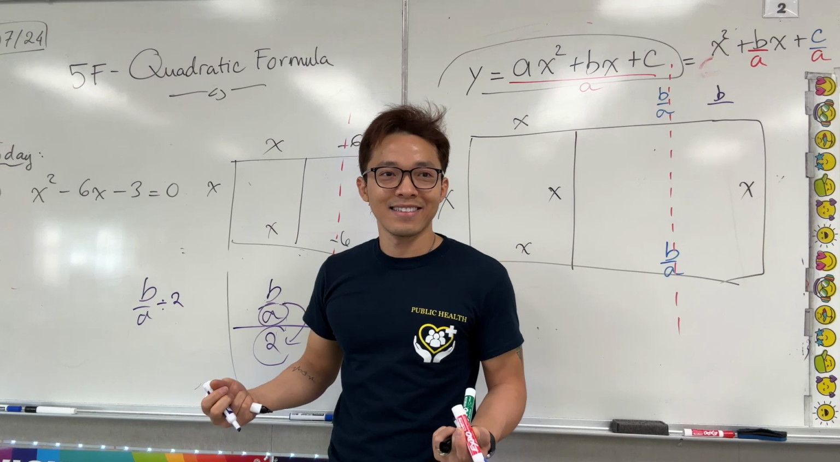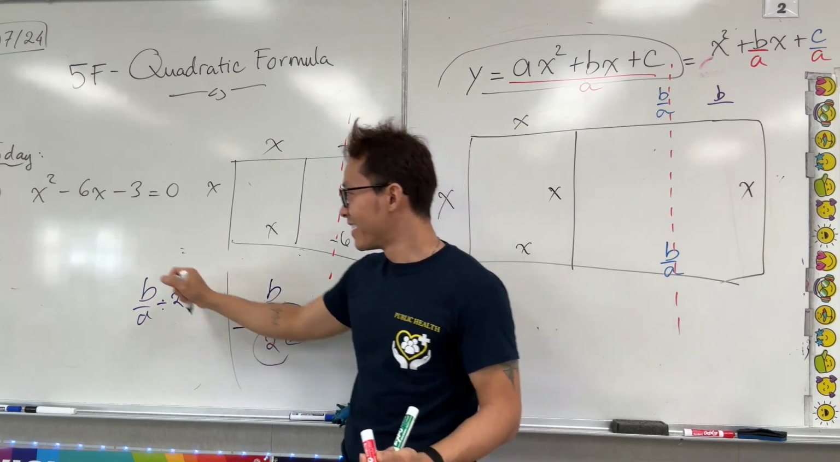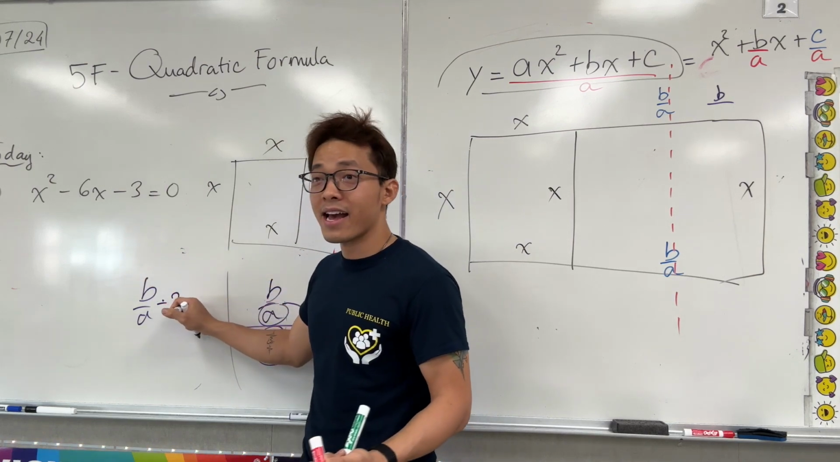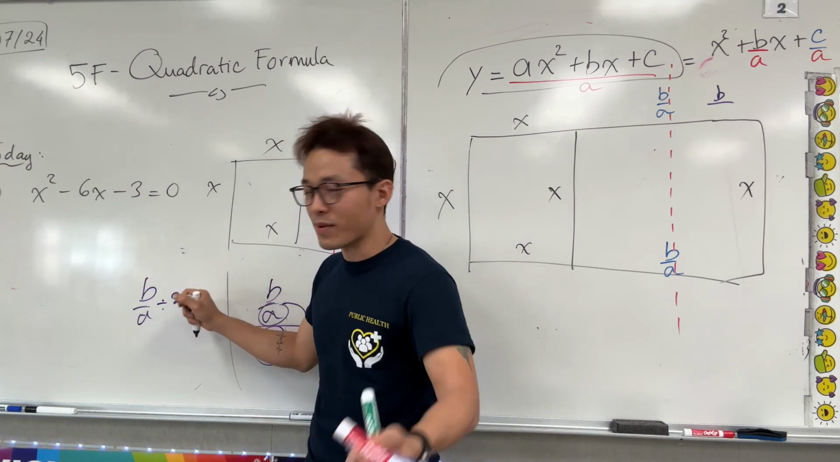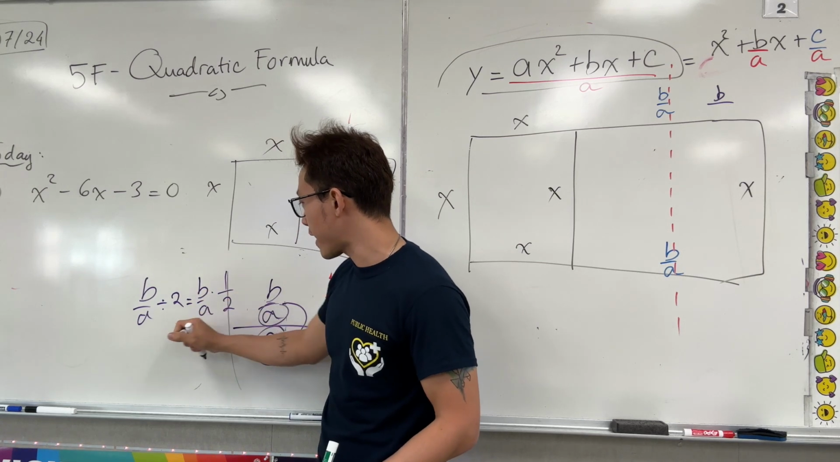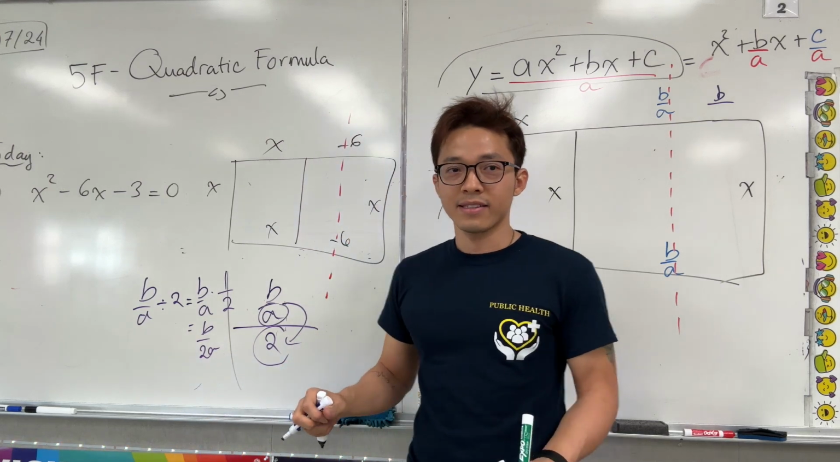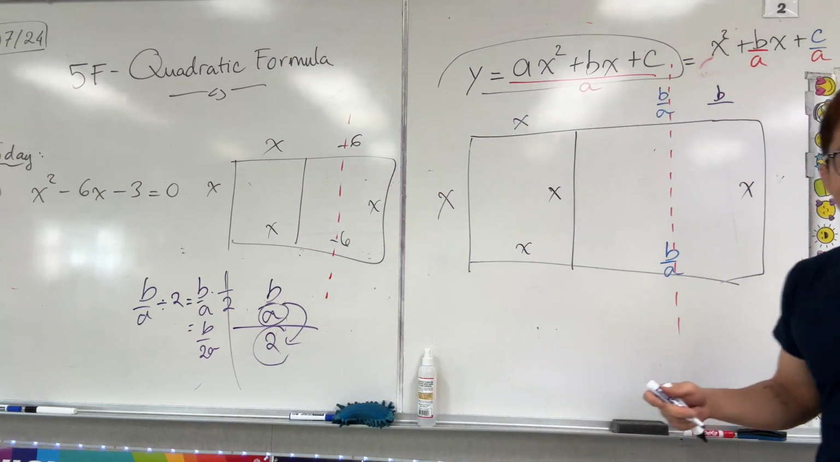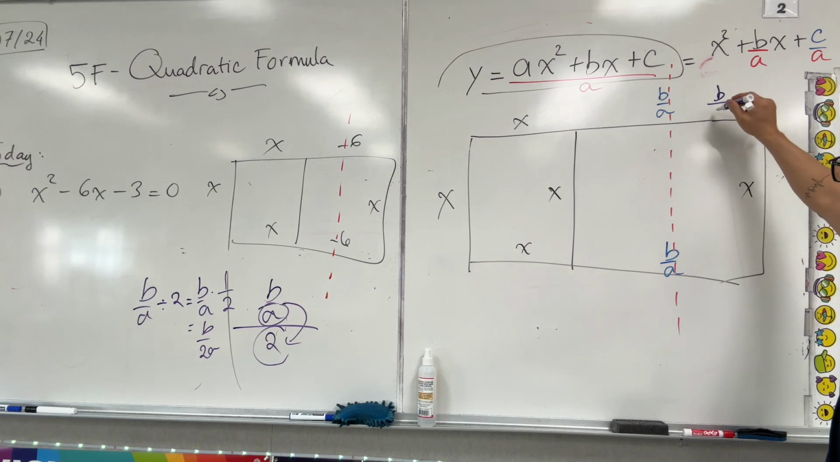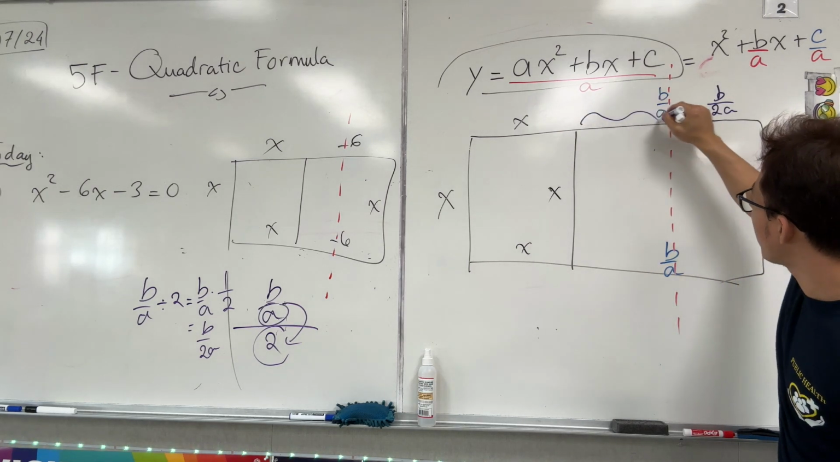KFC, whatever. So you keep this, you change this, and you multiply. So it becomes b over 2a. I want everyone to know it. Right? B over 2a. Do you agree? Yes? So this is also b over 2a.